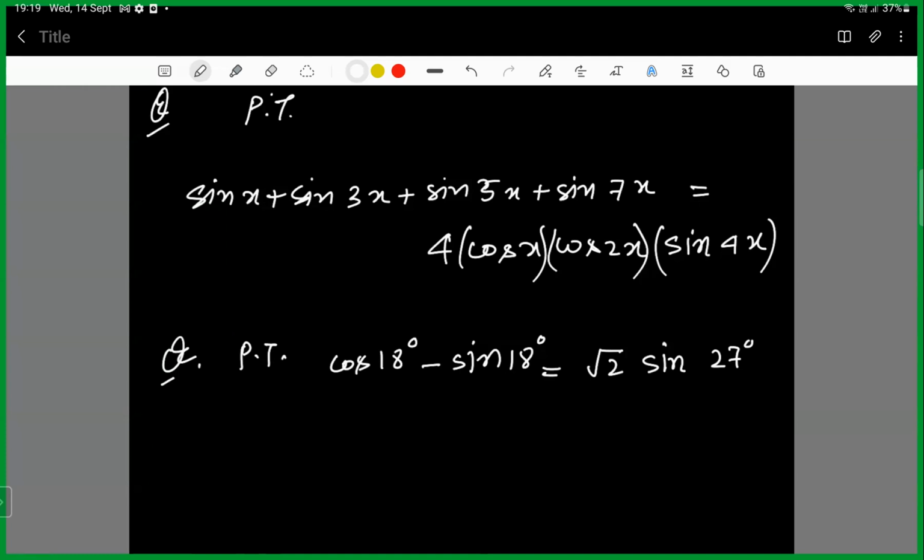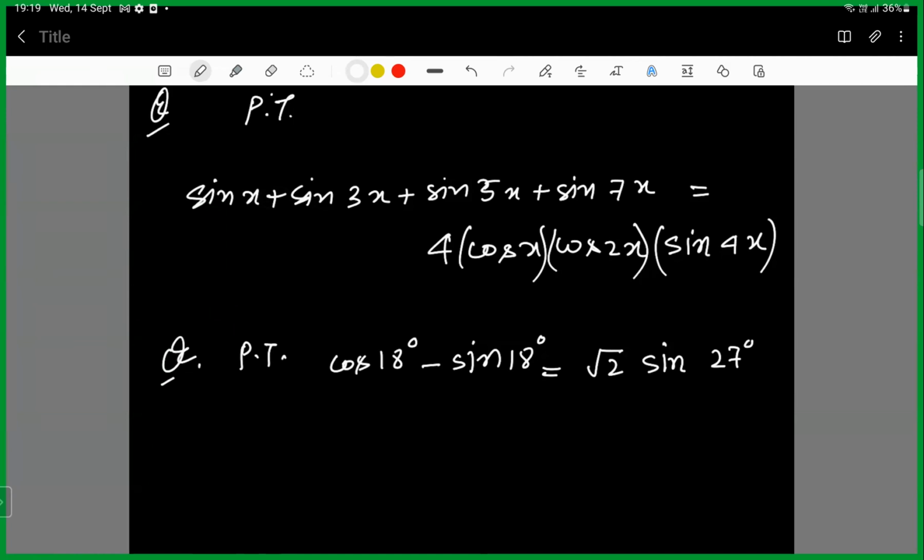See, the hint is you have to find 27. Is there any relation between 27 and 18? 27 plus 18 is how much? 45, right? You know the value of 45. How can you write this 18 in terms of 45? 45 minus 27. Do it.